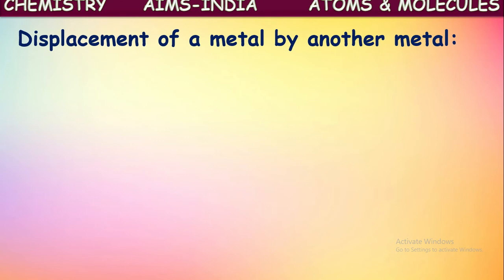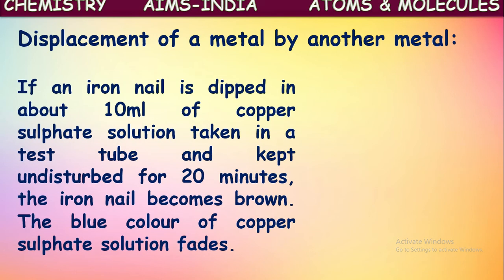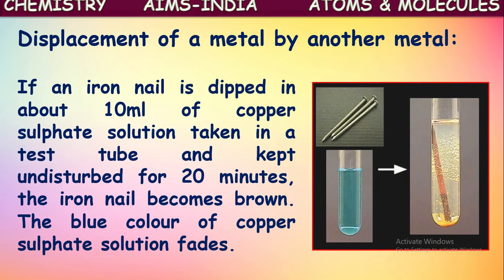Displacement of metal by another metal. Earlier we have seen displacement of hydrogen by metals in the acids. Here, metals can also replace less reactive metals. Let us see an example. If an iron nail is dipped in about 10 ml of copper sulphate solution taken in a test tube, and if it is kept undisturbed for a few minutes, around 20 minutes, the iron nail becomes brown.